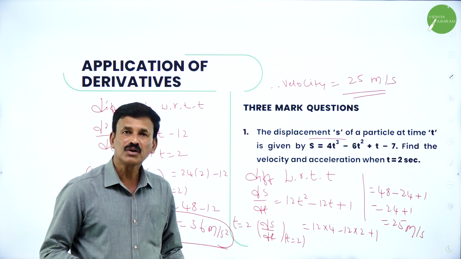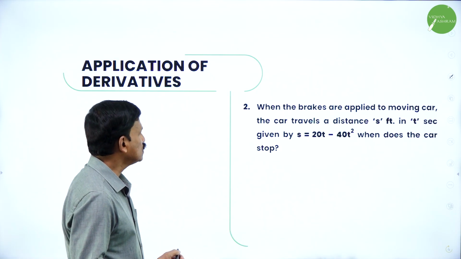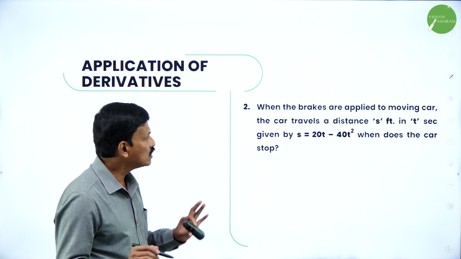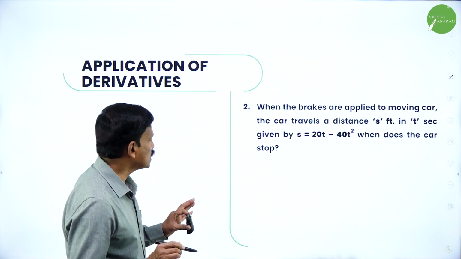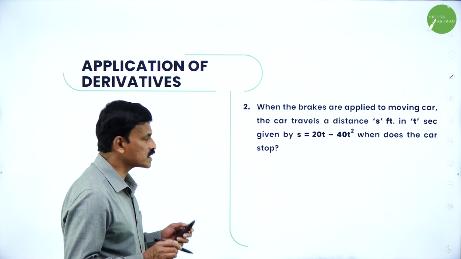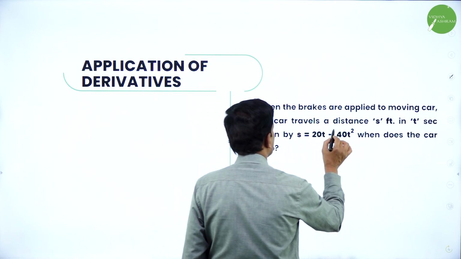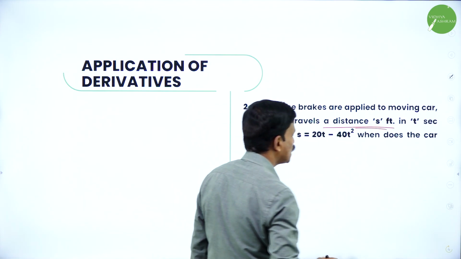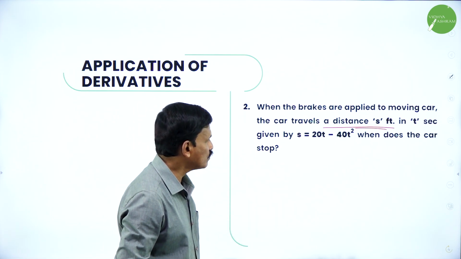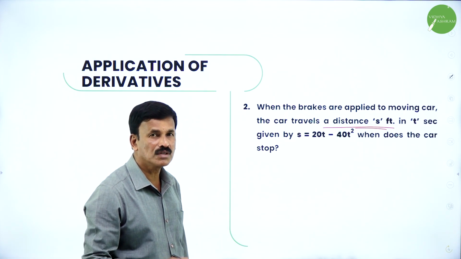Now, move on to the next problem. When brakes are applied to a moving car, the car travels a distance s feet in time t seconds, given by s is equal to 20t minus 40t square. When does the car stop? So, we have to find at what time the car will stop.